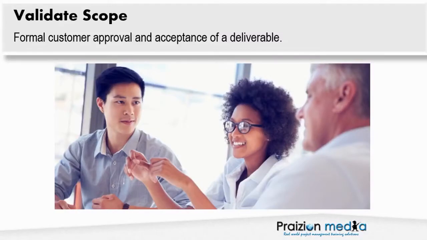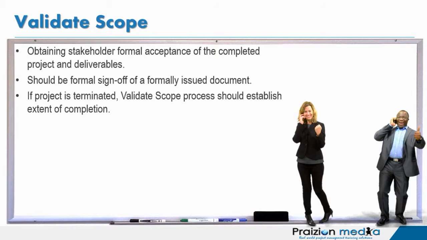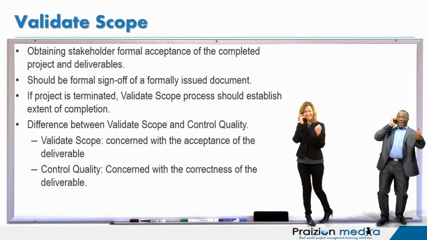Validate scope is a very unique process because it's in this process that your customer reviews the product that you've produced, the service that you've rendered, or a result, such as a lab result. So in validate scope, we are obtaining stakeholder formal acceptance of the completed project and deliverables. It should be a formal sign-off of a formally issued document, and be aware that if the project is terminated for any reason, then the validate scope process should establish the extent of completion of the cancelled project.